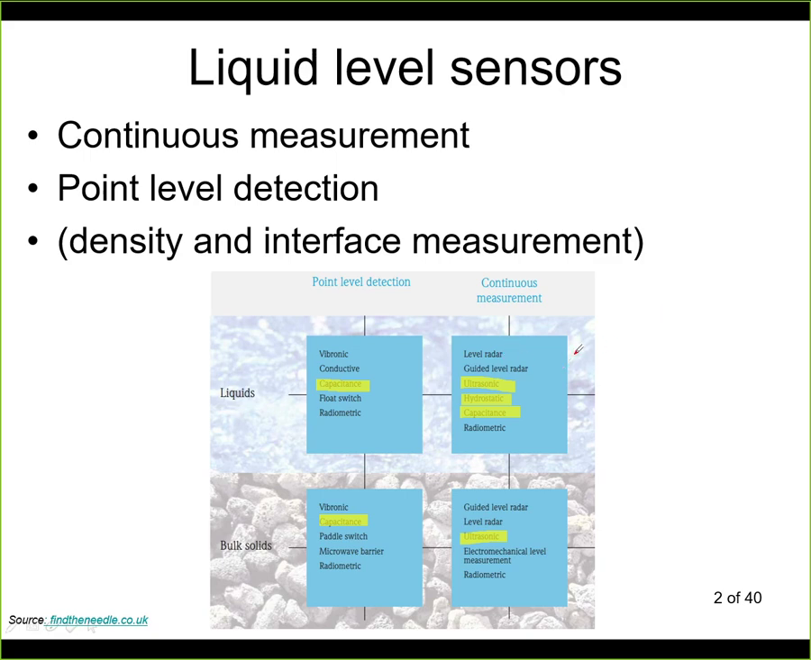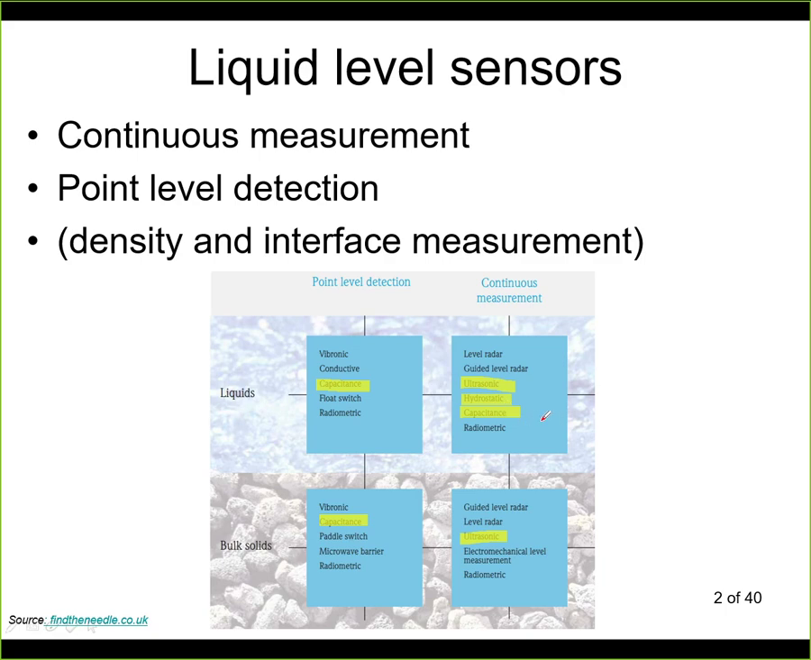On the picture you can see the selection of principles that are useful for every group. Here you have the sensors for liquids, and here you have the sensors for solids. You can see that in many cases the principles are the same. So we can have a capacitive sensor in liquids for point level detection. We can have the same for solids. We can have the same for continuous measurements.